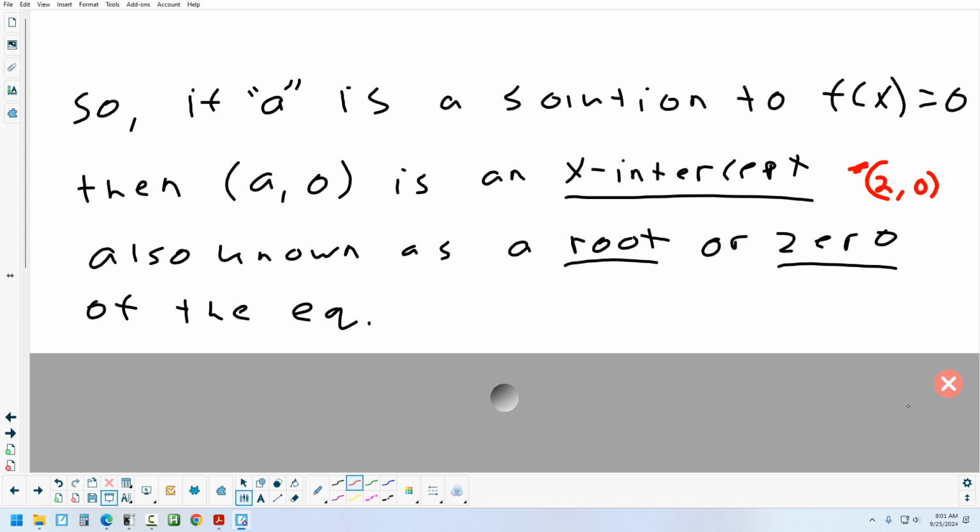And on some calculators, if you have an older one, instead of doing second calc and it saying zero, you might do second calc and it'll say root. Some older calculators, that's what they say.